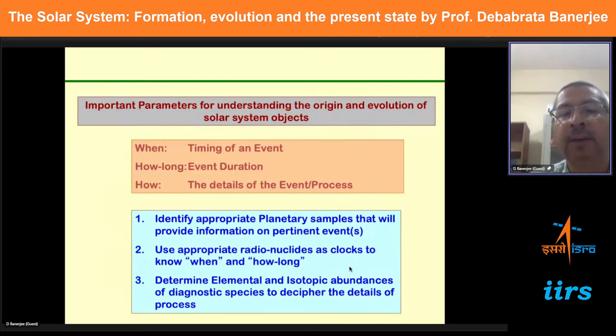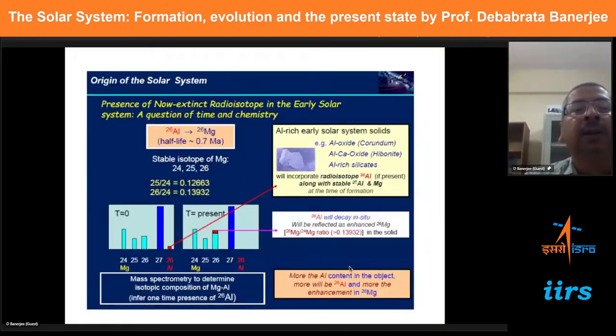And you have to determine the elemental and isotopic abundances to decipher the details and tell about the process. So this is showing, you see. So I talked about this, right? So aluminium-26, 27 is stable. Okay? 27 is stable, but aluminium-26 decays to magnesium-26 with a half-life of 0.72 million years.